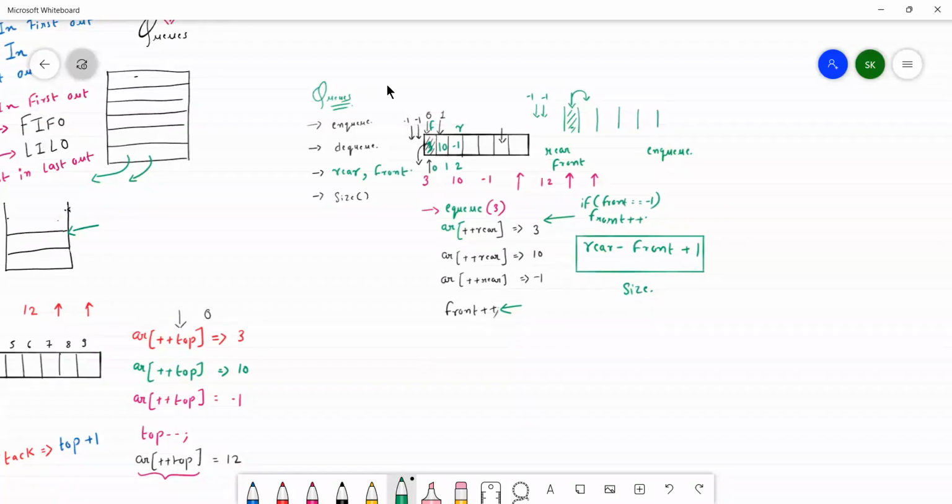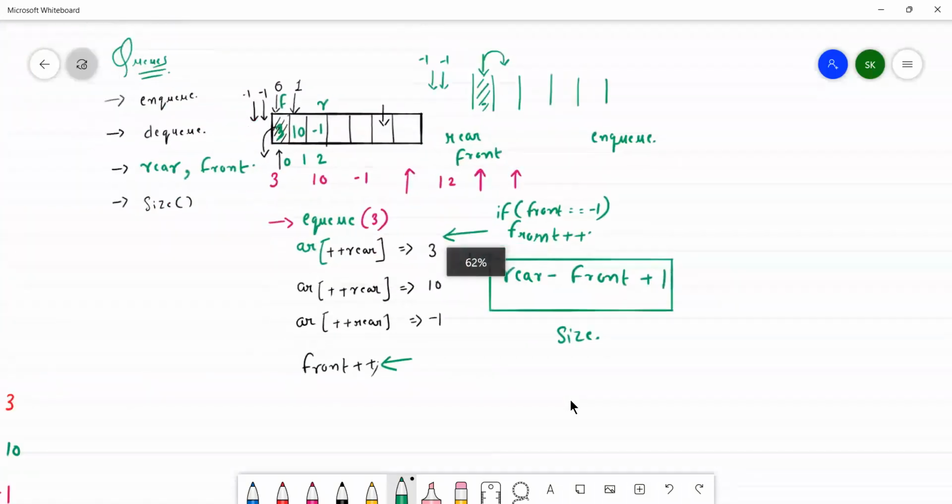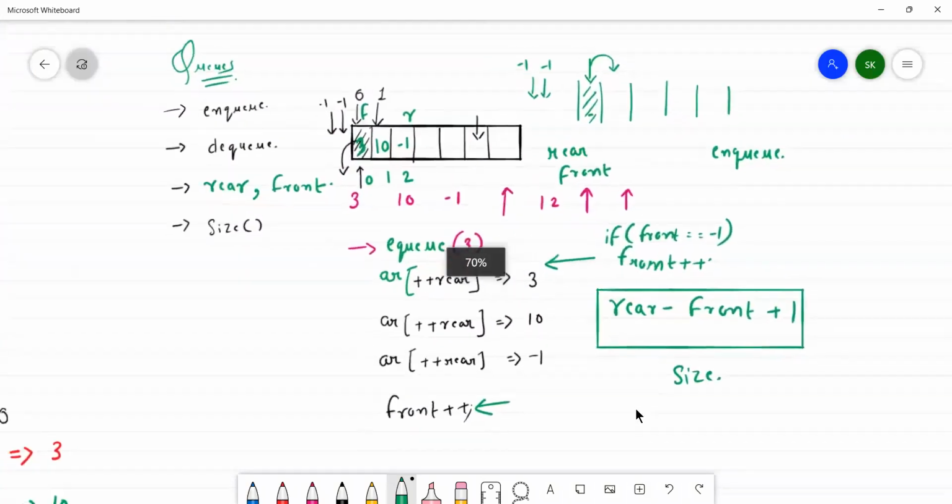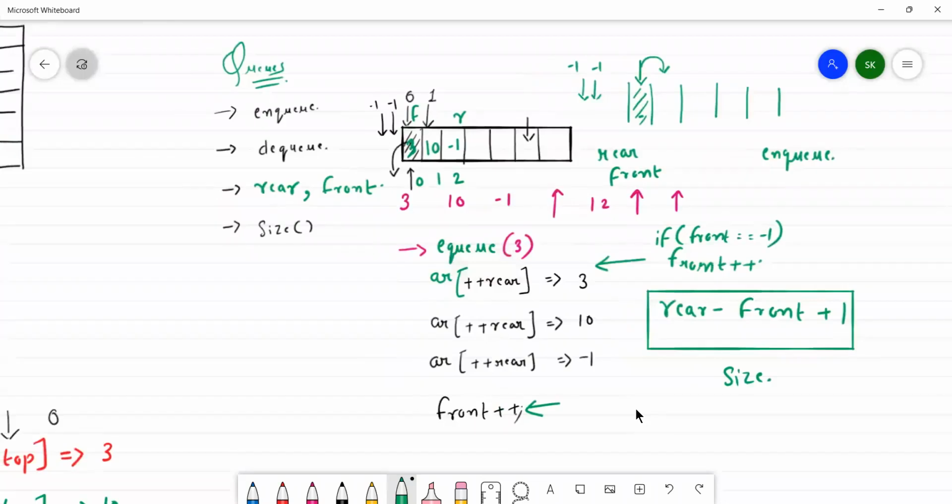The final array of Q is, I think, 12 is the only element in that array, and the size will be 1. Let's just see it. When you do the DQ operation here, 3 will be removed, right? Then 12 will be inserted here. Yes, ma'am. After 2 DQ operations, 10 will also be removed, minus 1 will also be removed, and 12 will only remain. Clear? Good, Aman, it's right.